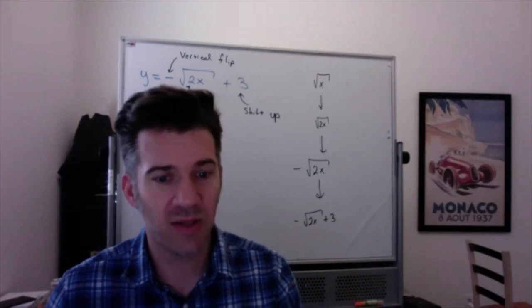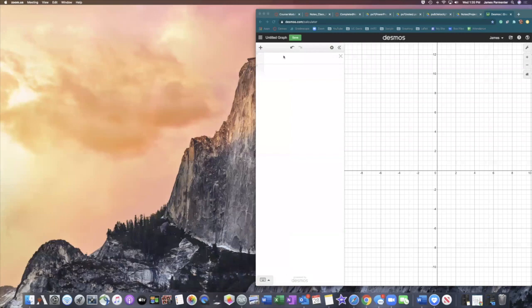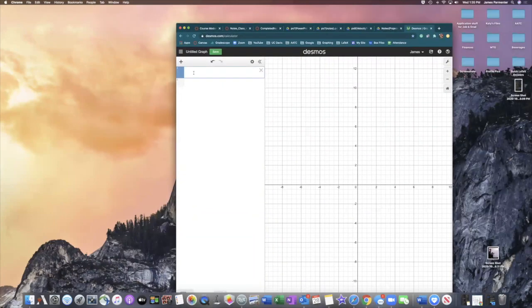So here's the way I'm thinking of it. I'm really thinking of these steps. First, parent function: square root of x. Great. Then I'm thinking of the horizontal compression. So look, that moved it, or I should say it scrunched it inwards to the left.